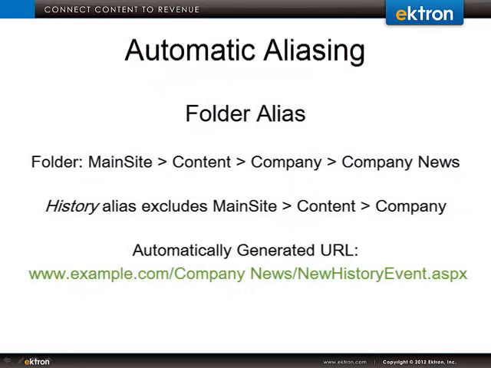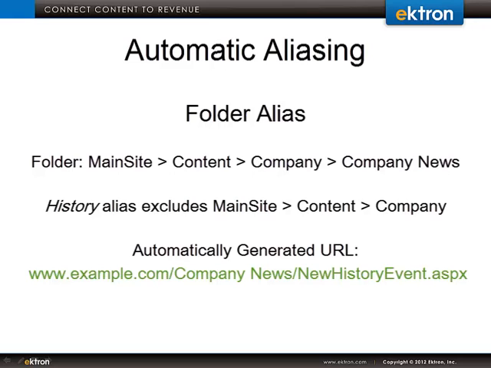An automatic folder alias is based on the folder path, just as an automatic taxonomy alias is based on the taxonomy path. When you place content into a folder that has an automatic folder alias assigned to it, Ektron automatically generates a URL for that content. For example, suppose you assign an automatic folder alias called History to the main site /content/company/company news folder, and you specify the additional rule that excludes some of the folder path from the URL.